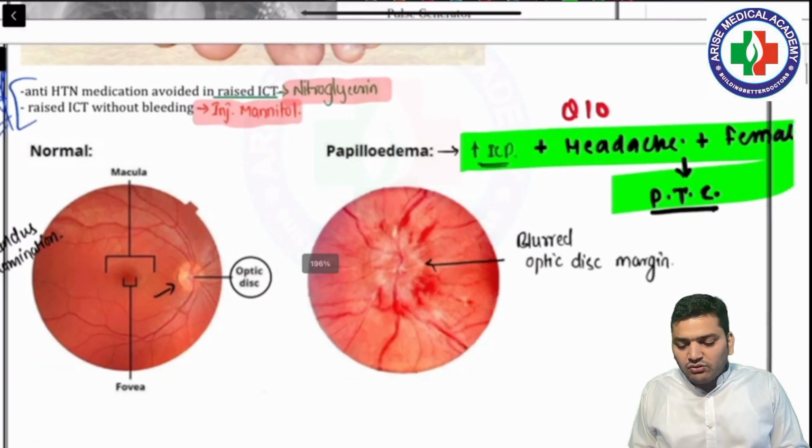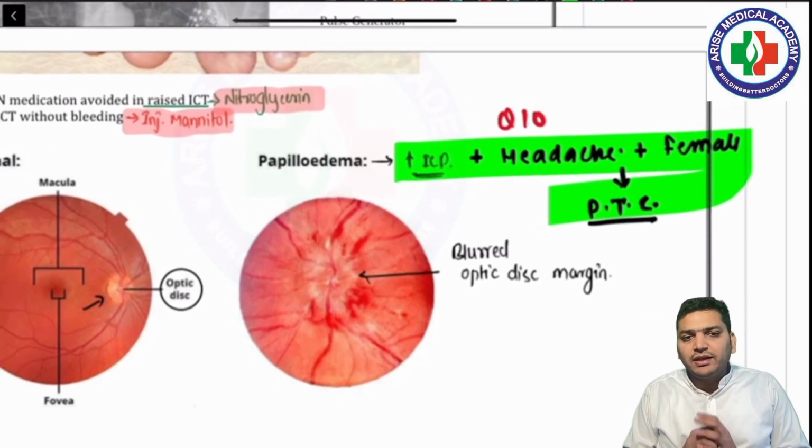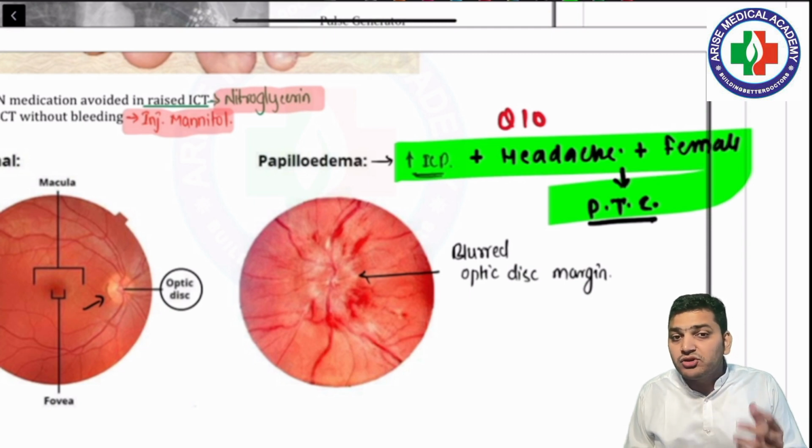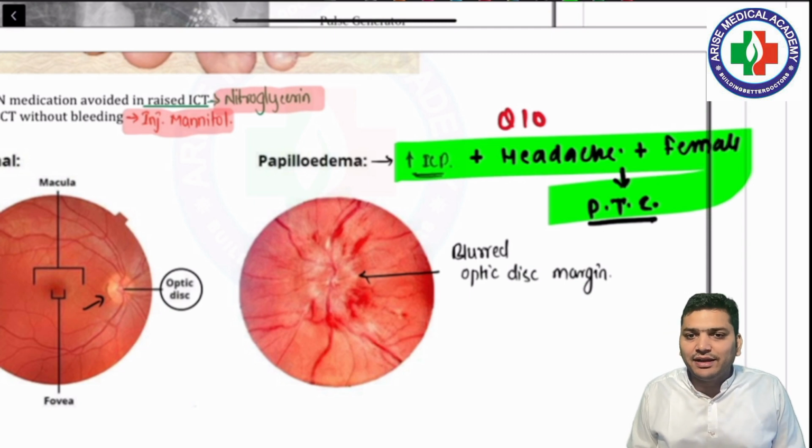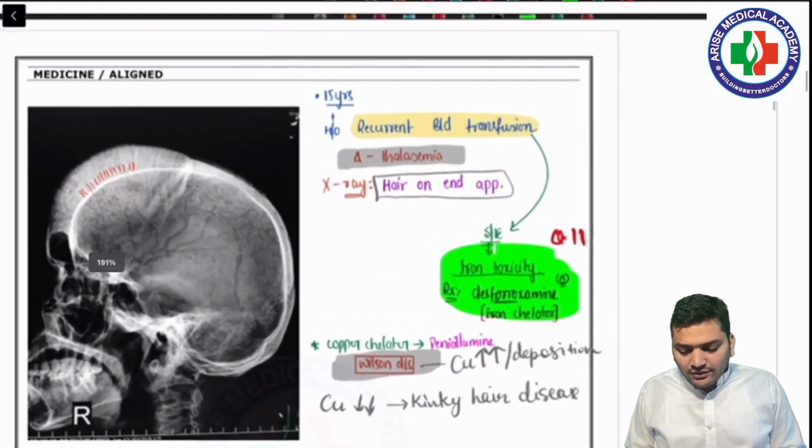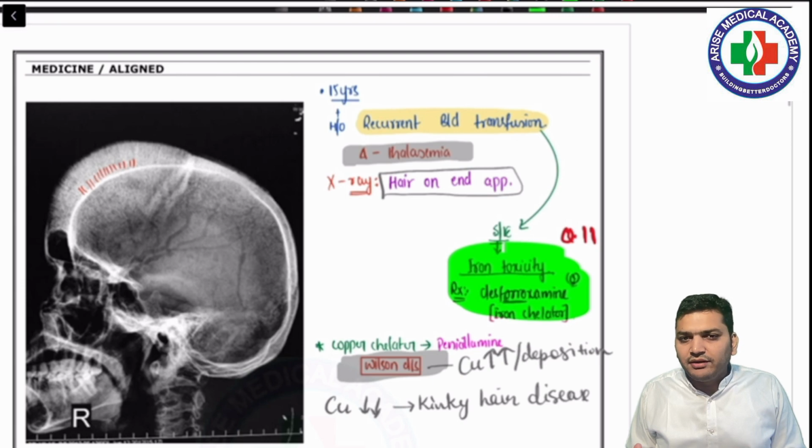Then the next question was a female who is having headache with papilledema, and they have also used the words increased ICT is there. So that was pseudotumor cerebri. Then there was a straight question that they have asked previously also: a child who has taken multiple tablets of iron, 10 tablets or 15 tablets, and what is the antidote that we use for the iron toxicity? That is desferoxamine.